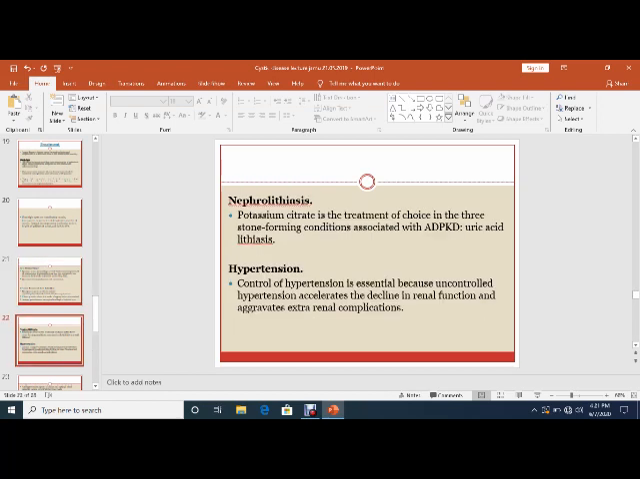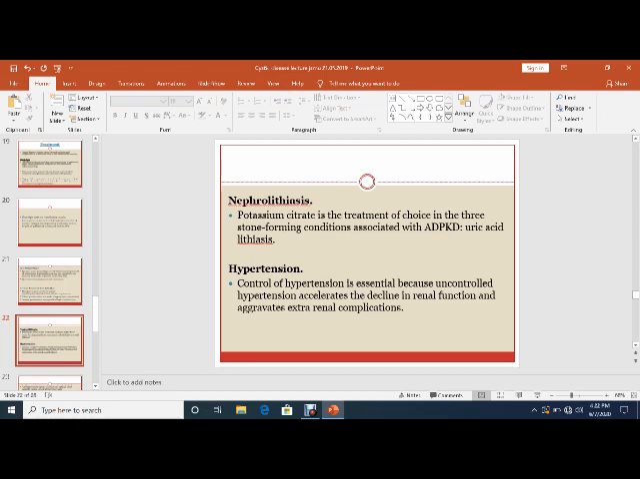Regarding the stone, I already told you uric acid stone is common in these patients. So potassium citrate is the treatment of choice in these stone-forming conditions, uric acid stones. And we should also ask the patient to take citrus fruits or a citrate-containing diet.